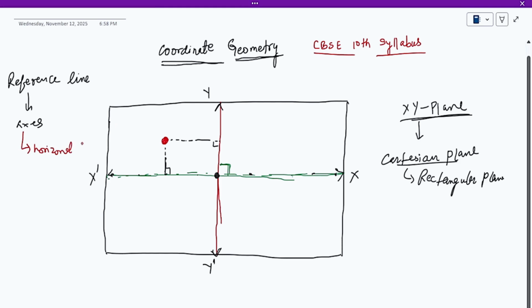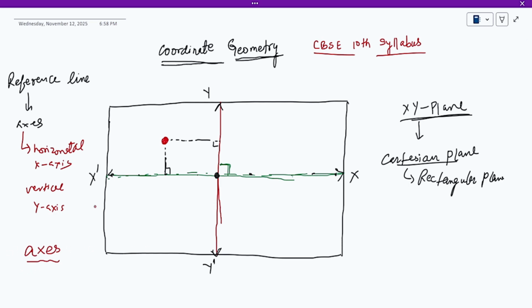The horizontal one is the x-axis, and the vertical one is the y-axis. And together, these are called the coordinate axes. That is the plural form of axis, including both the x-axis and the y-axis.